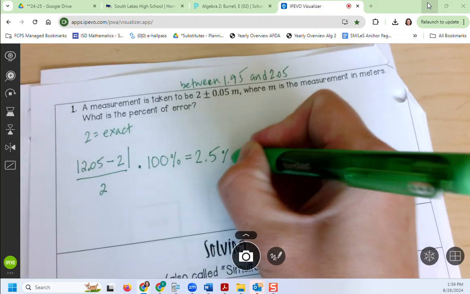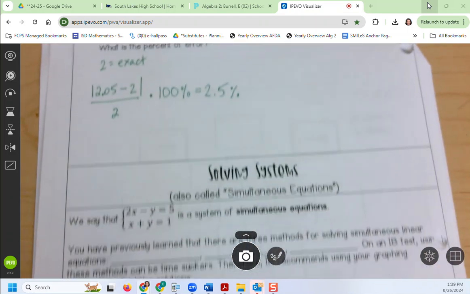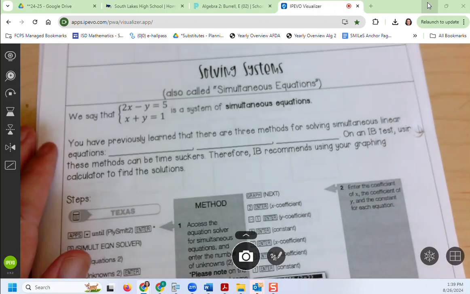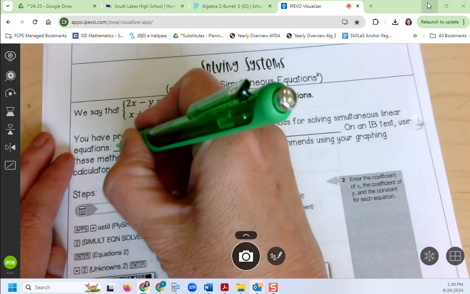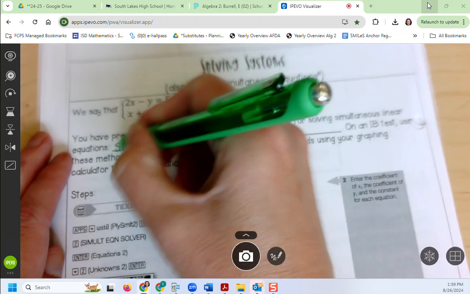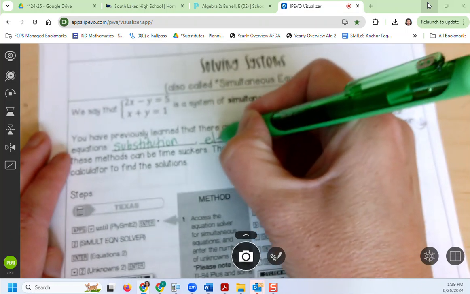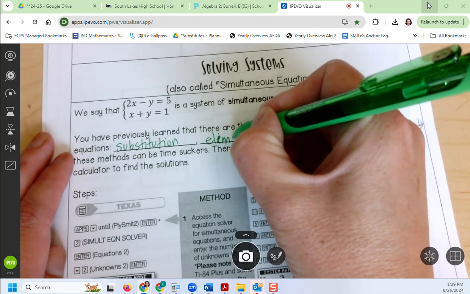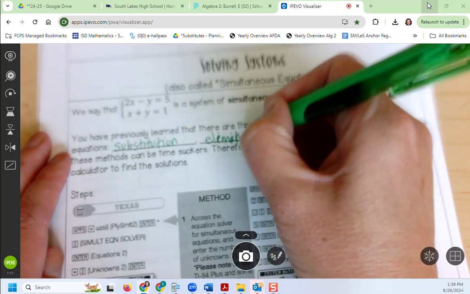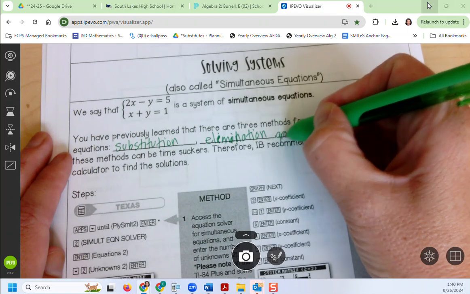All right. There are at least 3 good ways to solve systems on your calculator. The ways that we learned in Algebra 2 or even Algebra 1 to solve systems are substitution, where you substitute one equation into the other, and elimination, where you add them together to eliminate a variable. Okay, I cannot spell. Elimination. And then we would graph by hand as well.